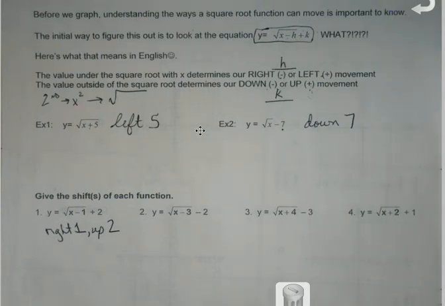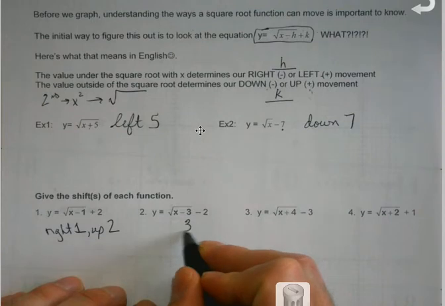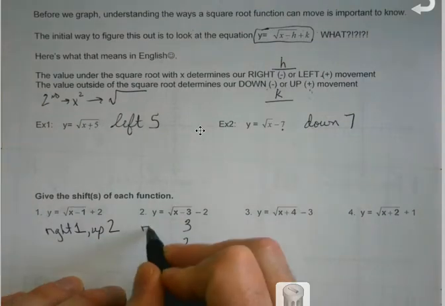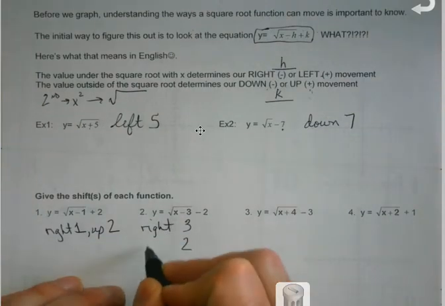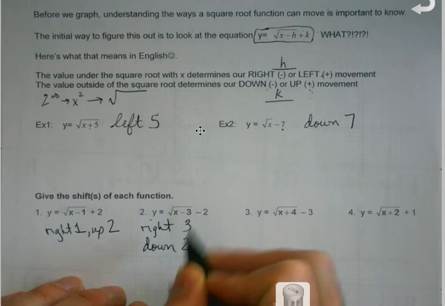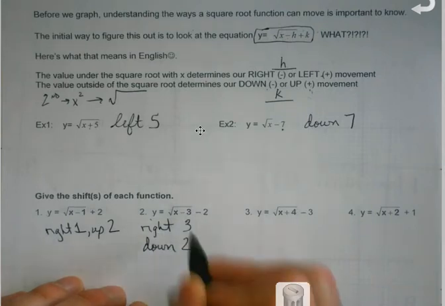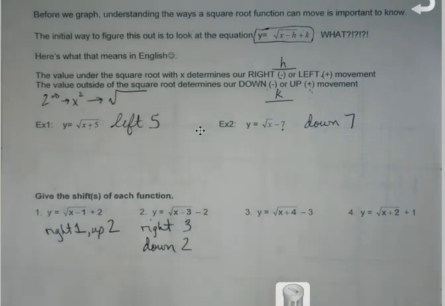So with that in mind, what do you think the two shifts are for number 2? Right and down. Perfect. Right 3. That minus will tell me right, and then the minus on the outside tells me down. One more up here. Let's do 3, and then we'll kind of start seeing a little more what's going on.